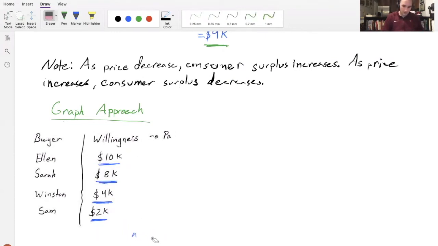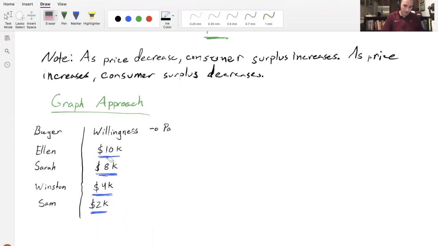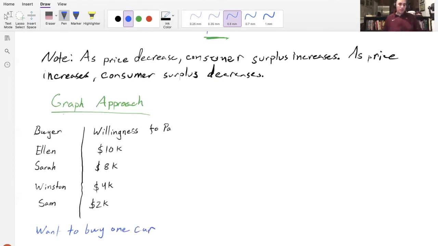An alternative we can do is to use the information in here to figure out what the demand curve would be. It's important to remember that everyone wants to buy one car. They don't want to buy multiple cars. And so from this information alone, we can figure out what the demand curve is.